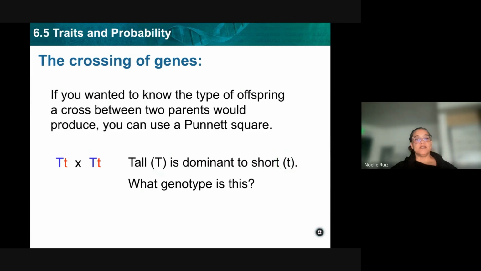What genotype is this? If we have one of each, what's it called? Put it in the chat. You did this in your worksheet last week. You practiced your genotypes. Heterozygous. Good, Cambria. Good, Alex. Very good. Yep. So we are crossing two heterozygous parents. We're going to call them parent one and parent two. It doesn't matter who's mom and who's dad. Just parent one and parent two.